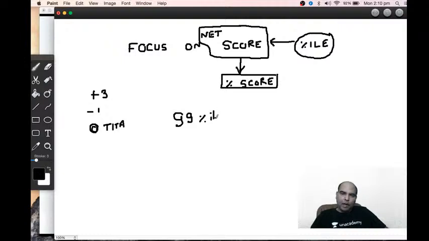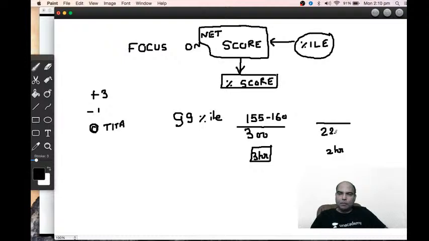So if you talk about a 99 percentile score in a 300 mark exam, the 99 percentile score was around 155, 160. That was the consistent pattern for the last 3 years before the CAT went into a 2-hour exam. This was the 3-hour exam. When the CAT moved to a 2-hour exam, out of 228 marks, the 99 percentile score shifted to around 100 marks.